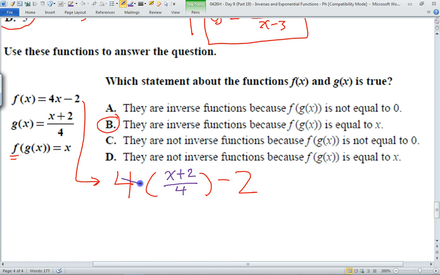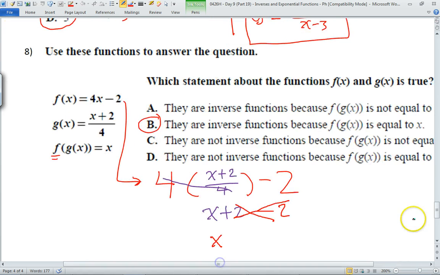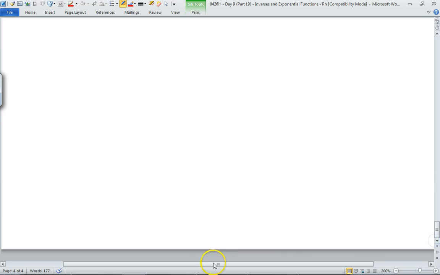Now, these two 4's are going to cancel each other out. So that's going to leave x plus 2 from the numerator here. Then I just have to bring down the minus 2 from right here. But of course then the plus 2 and the minus 2 will cancel each other out, and I have x. So this was true. I do get x when I plug G inside of F, and so they are inverses because of it. The answer is B. Okay, so that was number 8. And it looks like that was the end of the lesson.